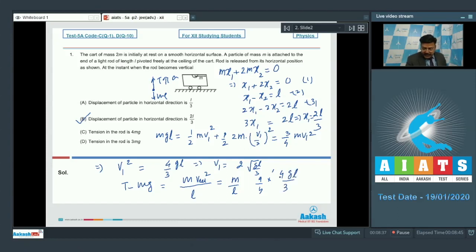Let's simplify it further now. So this basically is 3 mg, and which gives us that T is equal to 4 mg. If you look at the options, it is matching with option C. C is correct, and then that means D is incorrect. So for question 1, options B and C are correct. Let's now move on to the next question.